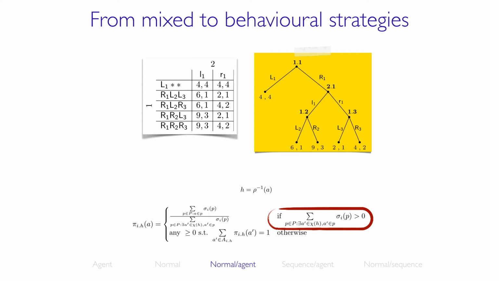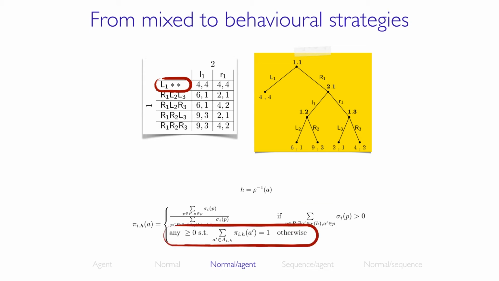The formula we applied is well defined if the information set H, that is, the information set in which the action A is available, is traversed with strictly positive probability. Suppose that the strategy of player 1 prescribes to play plan L1** with probability 1. Thus, information sets 1.2 and 1.3 are traversed with probability 0. In these cases, the behavioral strategy in all information sets traversed with probability 0 can be any.